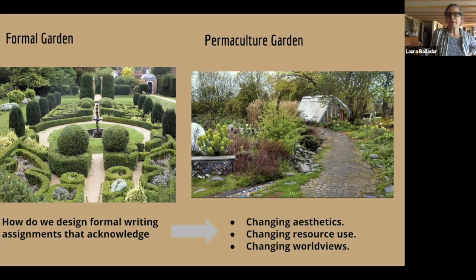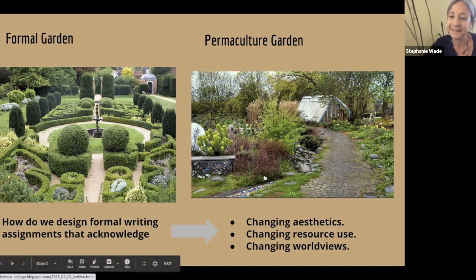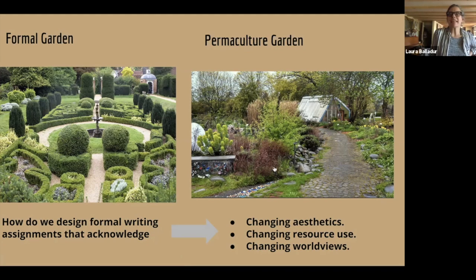I like the second one. The one on the right. The one under permaculture garden? Yeah. Can we unpack that a little bit? What do you like about it? It's organic. It makes you want to explore. It looks lived in. It shows the passage of time, I guess. Yeah, that's all great.